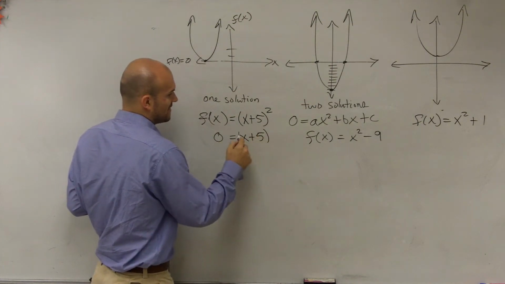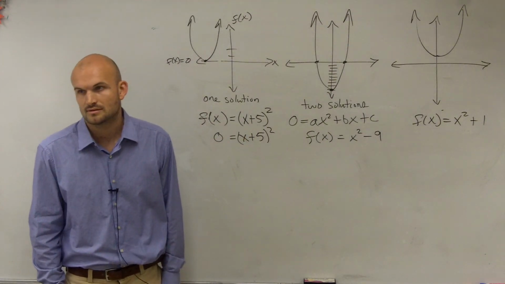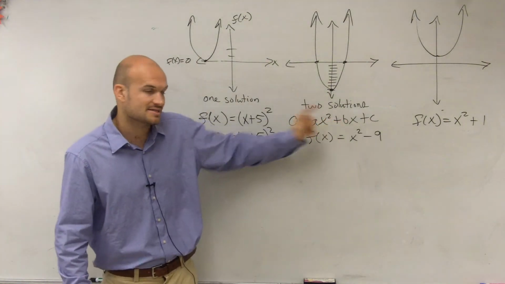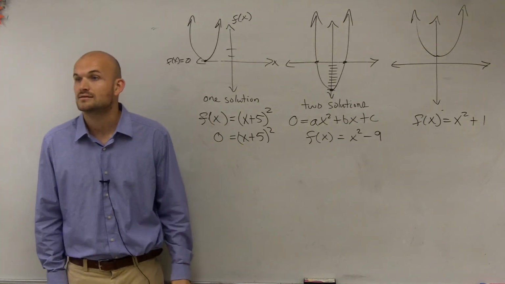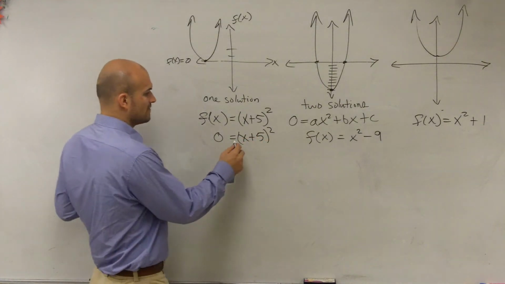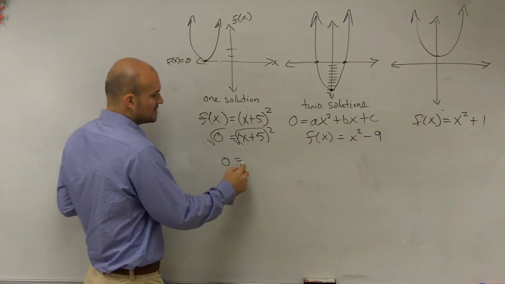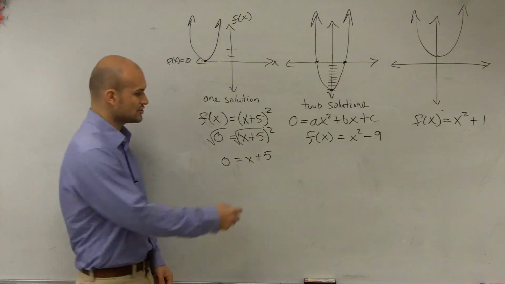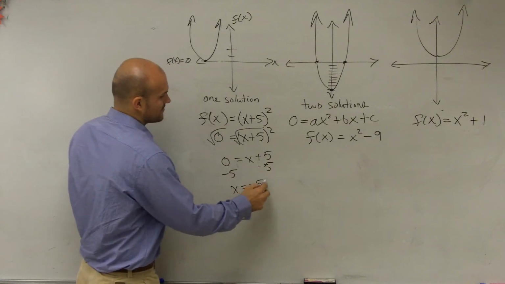So I have x plus 5 squared. Now, we need to solve for x. We need to find the values of x that are going to make this true. So does anybody know what inverse property I'm going to want to use first for this? Yeah, you got to get rid of the square first. Use the reverse order of operations. So I square root on both sides. The square root of 0 is 0. So 0 equals x plus 5. Now, to find the value of x that makes this true, I subtract 5 on both sides, and I could say x equals negative 5.